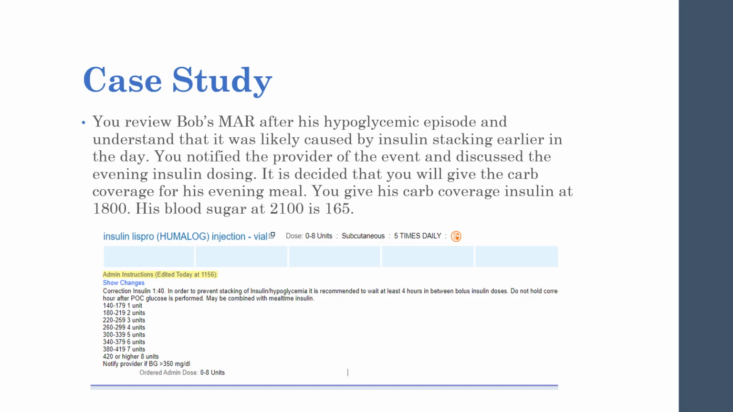You review Bob's MAR after his hypoglycemic episode and understand that it was likely caused by insulin stacking earlier in the day. You notified the provider of the event and discussed the evening insulin dosing. It is decided that you will give the carb coverage for his evening meal. You give his carb coverage insulin at 1800 and his blood sugar at 2100 is 165.